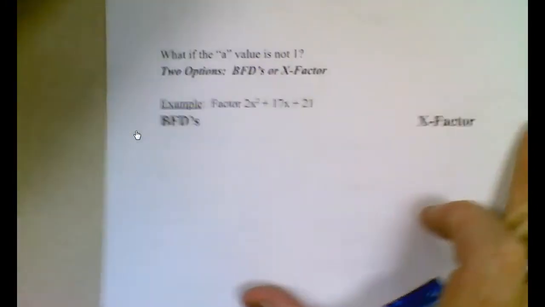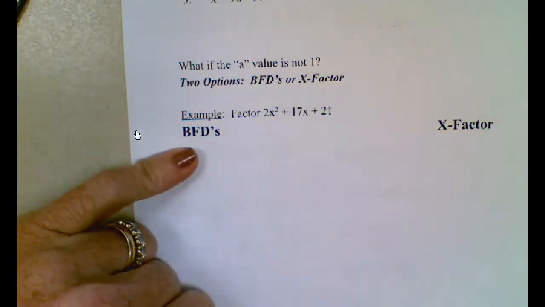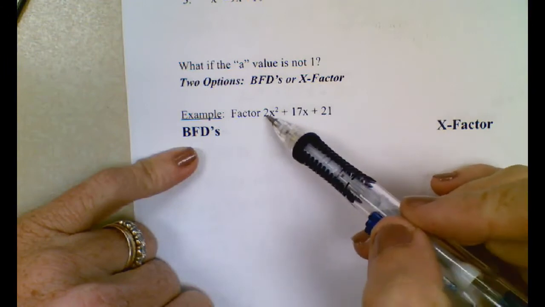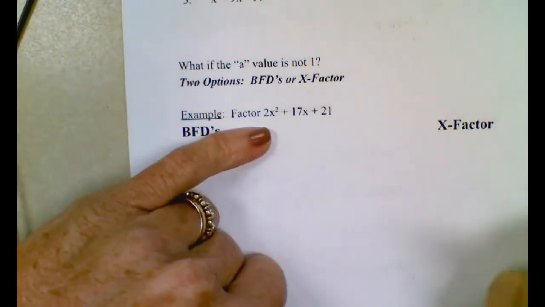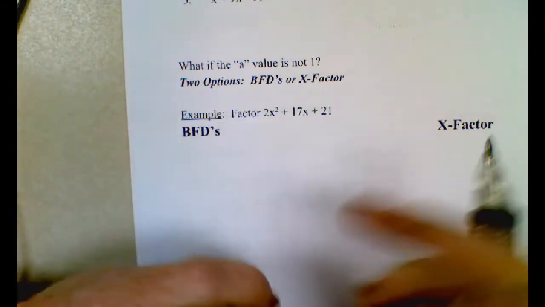So continuing on. We know that there's many cases where our quadratic equations do not have an a value of 1. They were nice and clean up here. They were easy. But in this case, we have an a value of 2. Well, what do we do then?